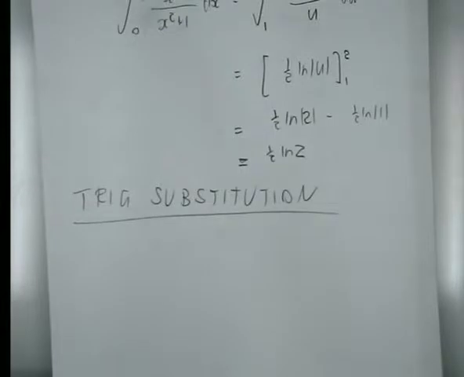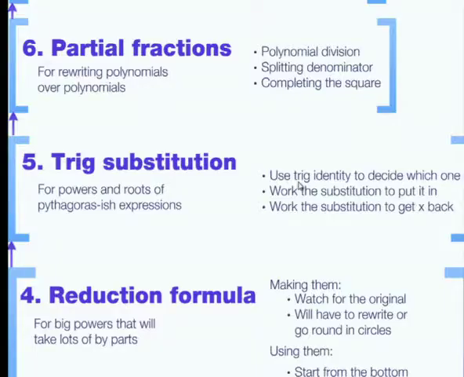Okay, so trig substitution is designed for powers and roots of what I call Pythagoras-ish expressions. So something squared plus or minus something squared, where one of the somethings is a variable and the other one's a number. Okay, so that's what we're looking for. So things like 1 minus x squared or x squared plus 1, those sorts of things. Or x squared minus 1, that's what trig substitution is for.